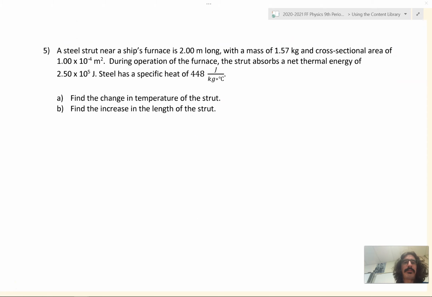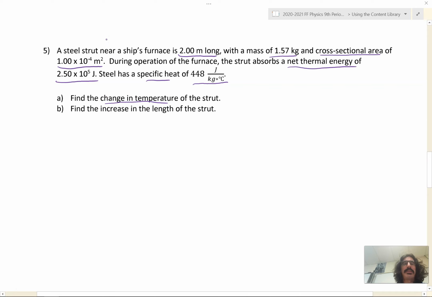Number 5. A steel strut near a ship's furnace is 2.00 meters long, with a mass of 1.5 kilograms, and a cross-sectional area of 1.00 times 10 to the negative 4th meters squared. During operation of the furnace, the strut absorbs a net thermal energy of 2.50 times 10 to the 5th joules. Steel has a specific heat of 448 joules per kilogram times degrees Celsius. Letter A, find the change in temperature of the strut.